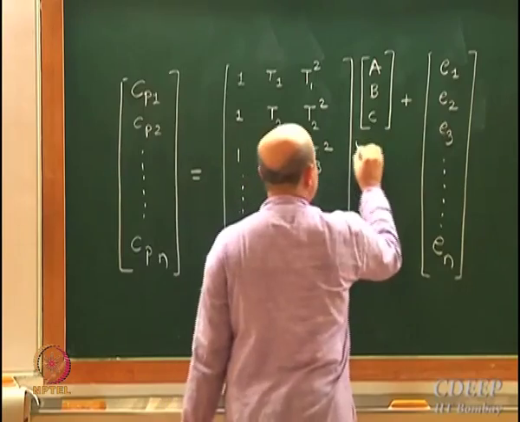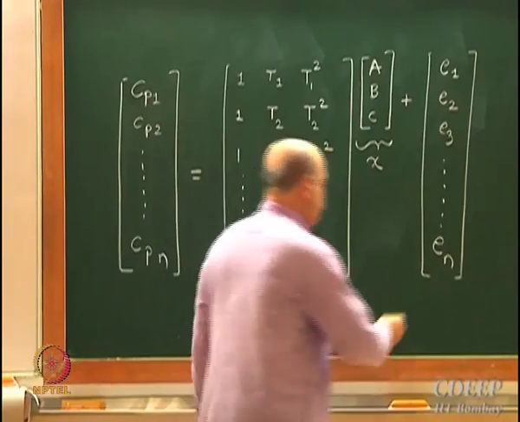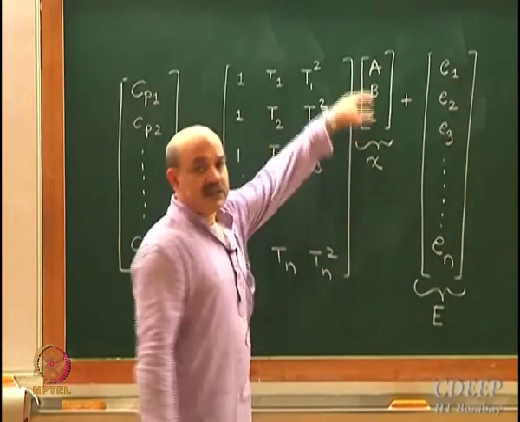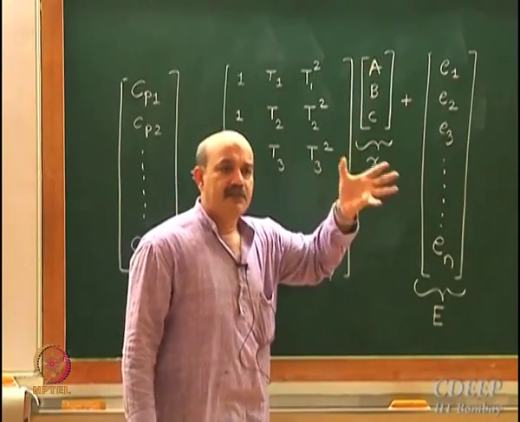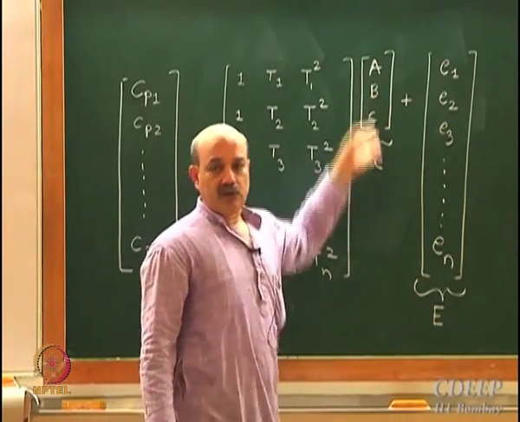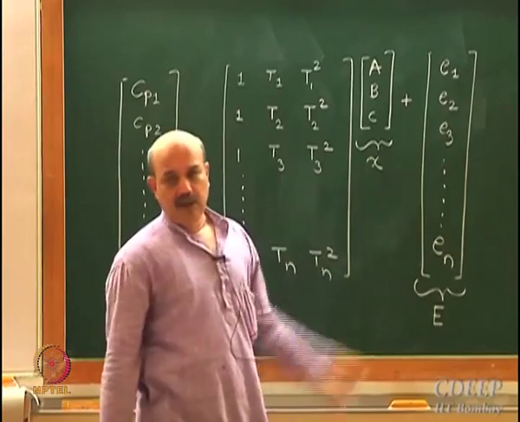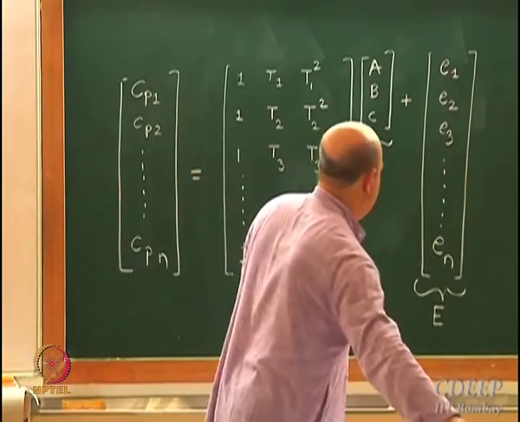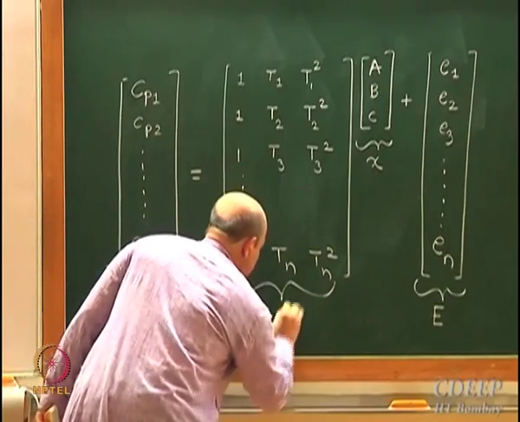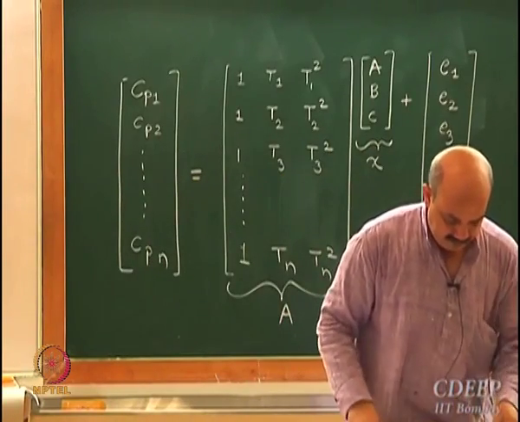Now I'm going to call this x. I'm going to call this vector capital E. X is a vector which is three-dimensional in this case. In general, x will be a vector which is m-dimensional. Suppose you have a cubic equation which you are fitting, there will be 4. And so on. If you fit a higher order equation, you will get a higher order polynomial. And I'm going to call this matrix A. Let me see whether I'm consistent with the notation.